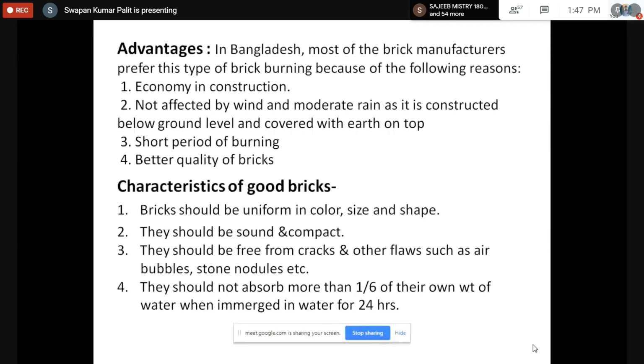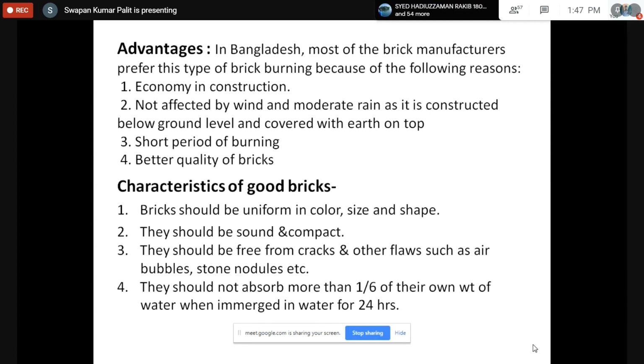So what are the advantages? Economy in construction. It is simple and economical. Not affected by wind and moderate rain, as it is constructed below ground level and covered with earth on top. That's why rain and wind cannot hamper it. Short period of burning, better quality of bricks. These are the advantages.